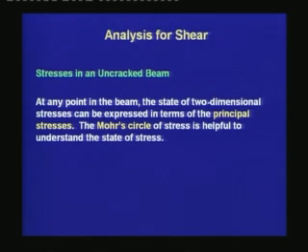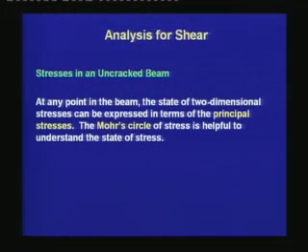In the analysis for shear, we are entering into a new concept, which is the two-dimensional stress field. That means there is normal stress in one direction and then there is shear stress, and this combination of normal and shear stresses generates a two-dimensional stress field.